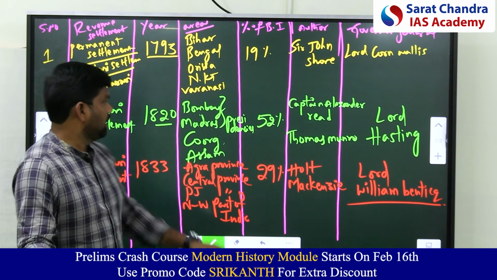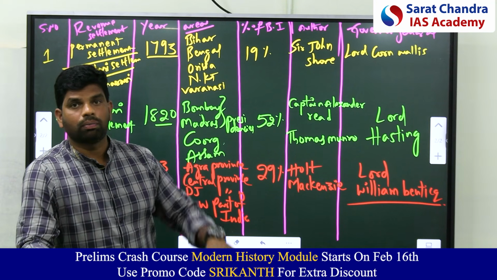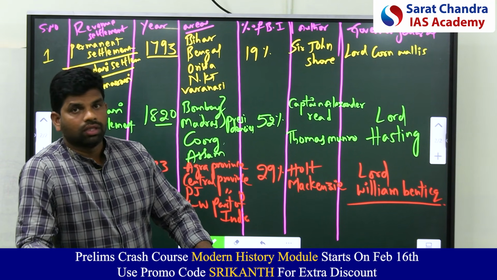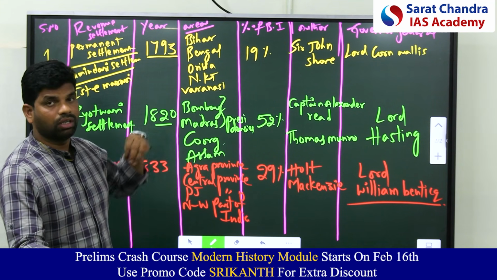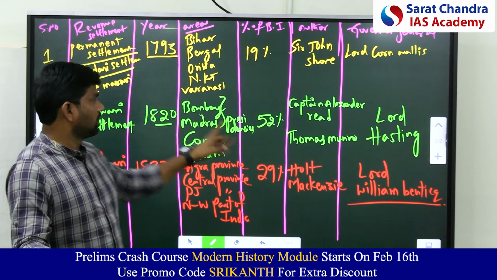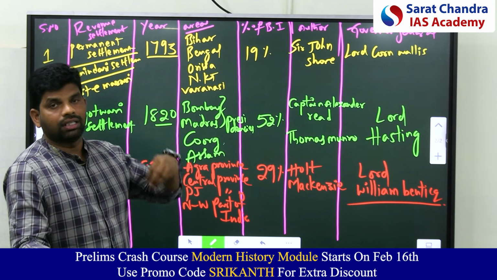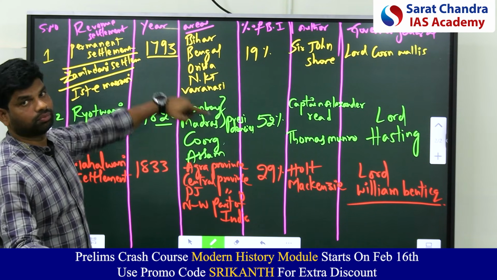In those 15 years, he implemented this Ryotwari system in a normal way, because he had already given property rights to the peasants with the issuing of patta. So the ownership rights are already there. The ryots who possess the patta will pay the land revenue tax directly to the Britishers. Hence it is called the Ryotwari system.